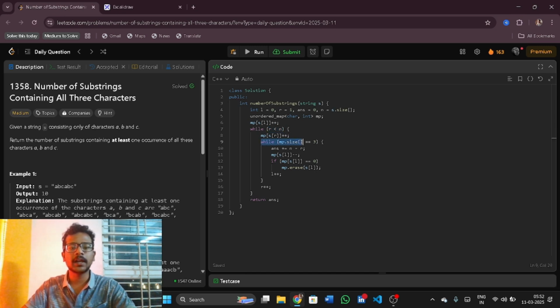And whenever MP dot size is equal to 3, answer will be incremented by n minus R. The same as in the algorithm, I wrote the same MP of S of L minus minus, and if MP of S of L is equal to 0, then erase that S of L and then increment the left pointer. After this loop I'll increment my right pointer, and at the end I'll return answer.